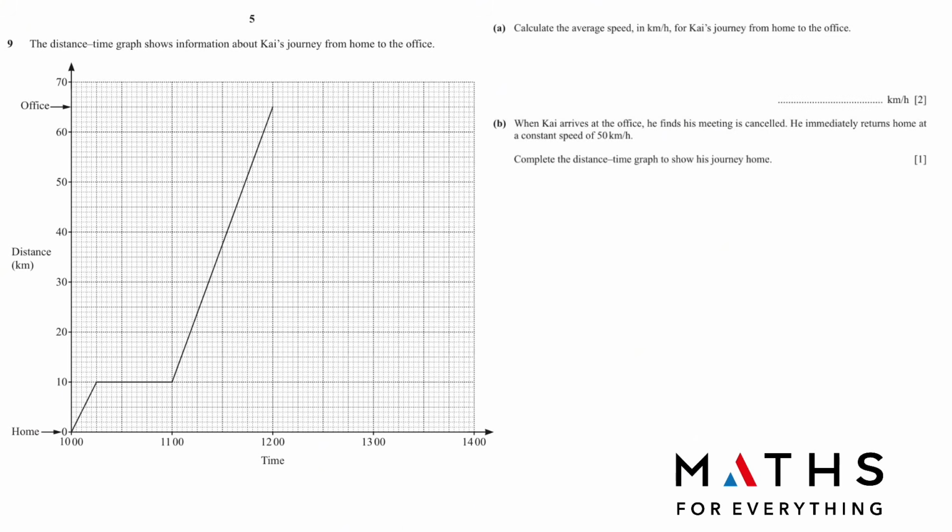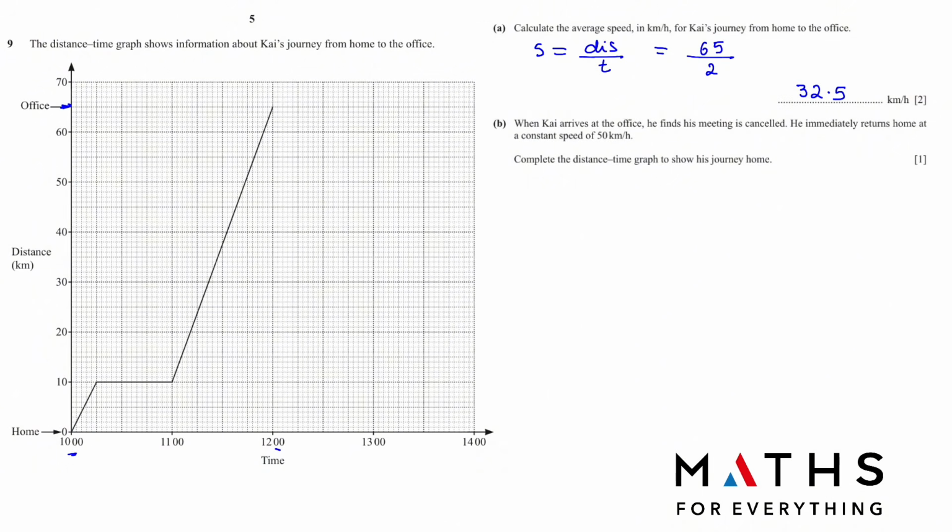Question number 9. Calculate the average speed in kilometer per hour for Kai's journey from home to the office. To find speed, we use the formula distance over time taken. Distance is, the office is here, it's 65. And the time taken, he starts at 10 and he reaches at 12, so 2. This will give us 32.5 kilometer per hour.